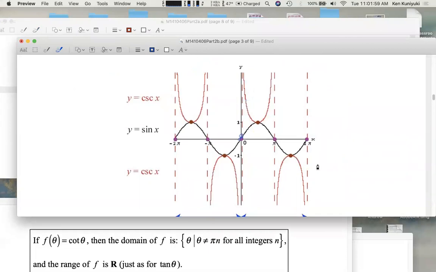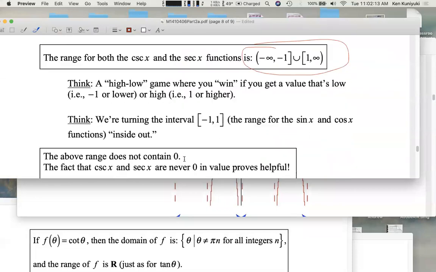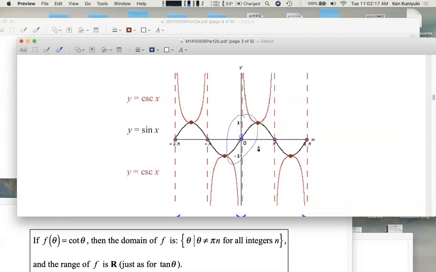Look back at the range for sine of x. The range for sine of x goes from, these are y coordinates, from -1 to +1. The closed interval from -1 to +1 is the range for sine of x. Now, if you look at the range for cosecant of x, we want the y coordinates that we pick up on the red graph here.